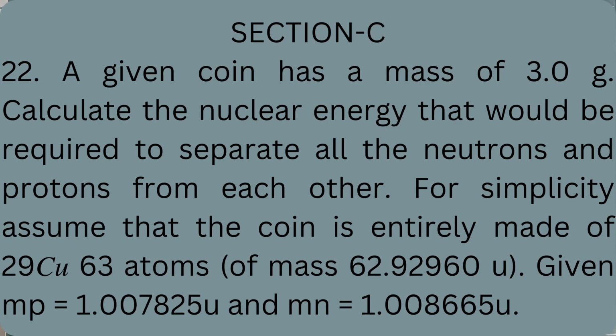22. A given coin has a mass of 3 gram. Calculate the nuclear energy that would be required to separate all the neutrons and protons from each other. For simplicity, assume that the coin is entirely made of copper 29-63 atoms of mass 62.92960 atomic mass unit.